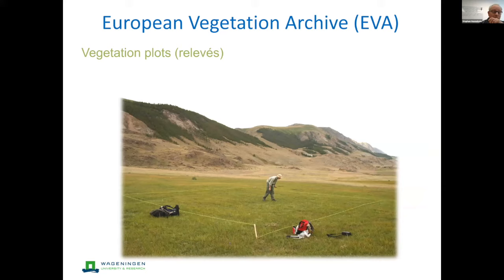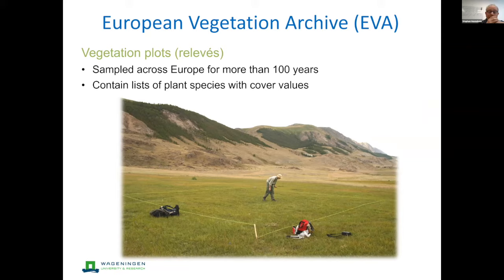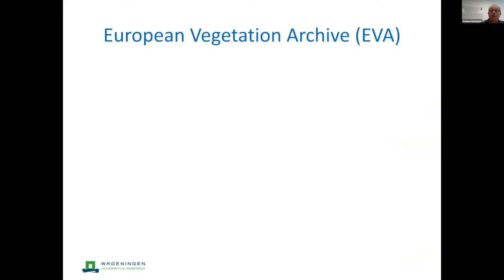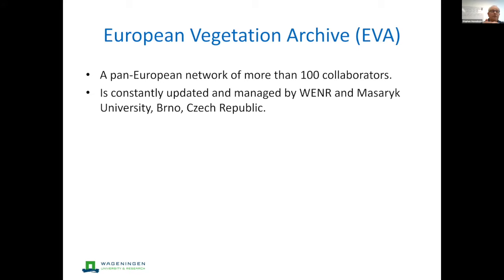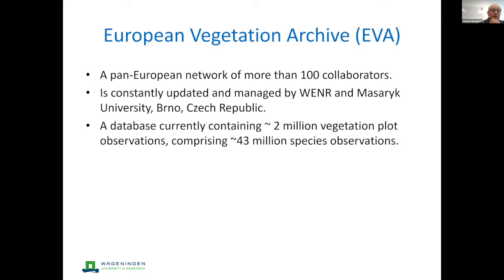So we are talking about vegetation plots. Here you see a man in action. He's not looking for his glasses or pencil, but he is really recording a list of plant species that occur within this square. So the EVA database contains samples that were collected across Europe for more than 100 years. And each plot contains a list of plant species with cover values. So the EVA database is a pan-European network of more than 100 collaborators from all over Europe. It is constantly updated and managed by our institute and an institute and university in Czech Republic, Masaryk University. So this database currently contains about 2 million vegetation plots, comprising 43 million species observations.